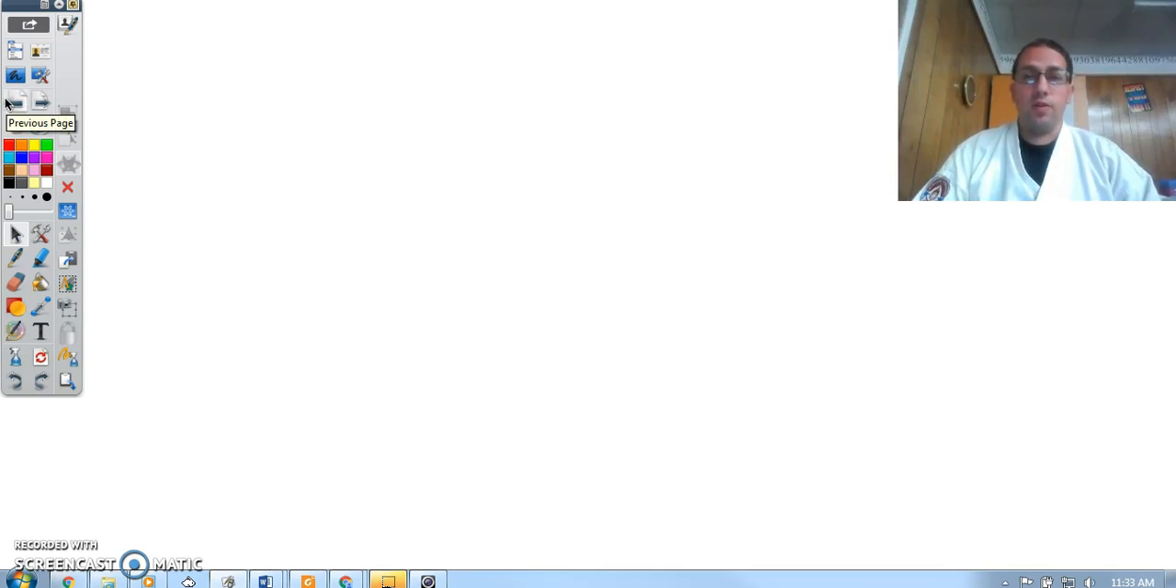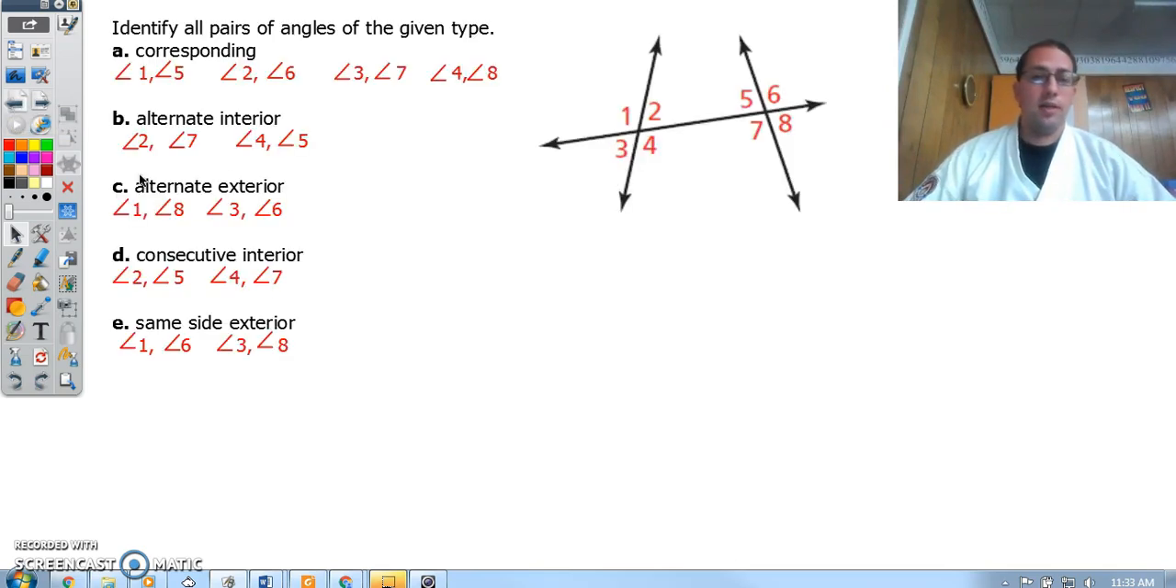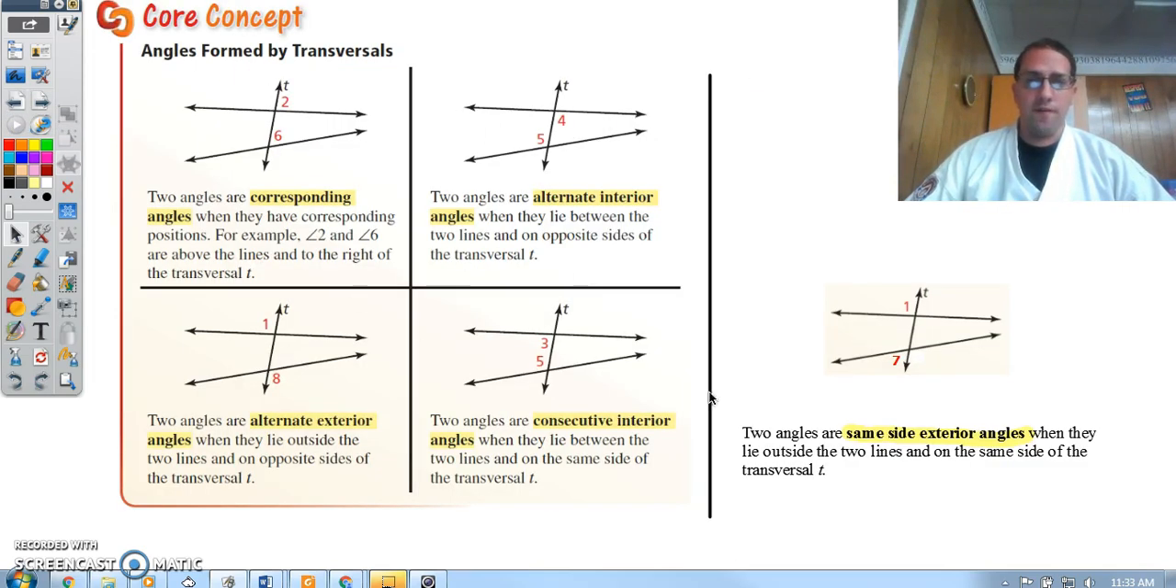Very simple lesson. You just have to keep track of these 5 angle relationships. They're very, very important, and they'll be used in 70% of the proofs used in geometry from this point on. So you've got to learn these 5 angle relationships.